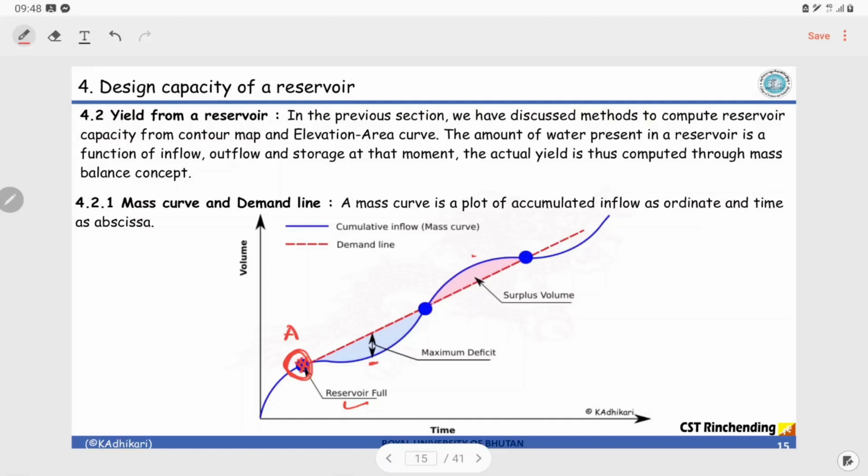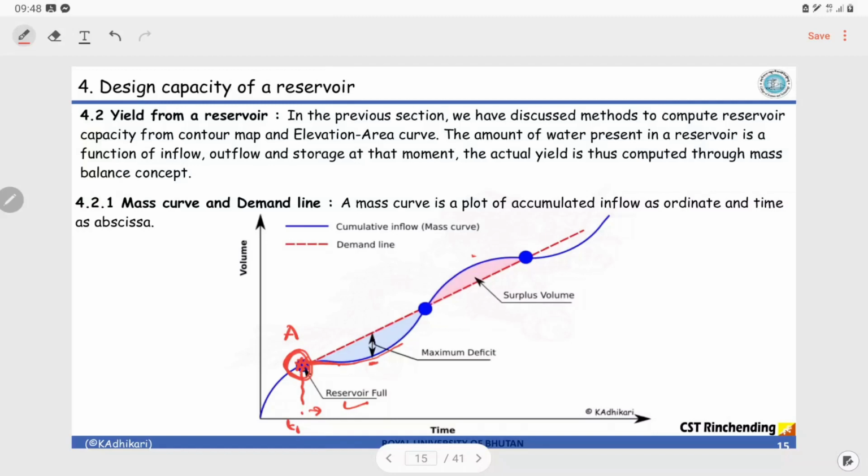So from this point onwards, let's say this is T1, from this time onwards the inflow to the dam was very less. When the inflow is less, this line becomes kind of horizontal. Then it gradually increased, which means inflow was steadily increasing. It is increasing at a snail's pace.